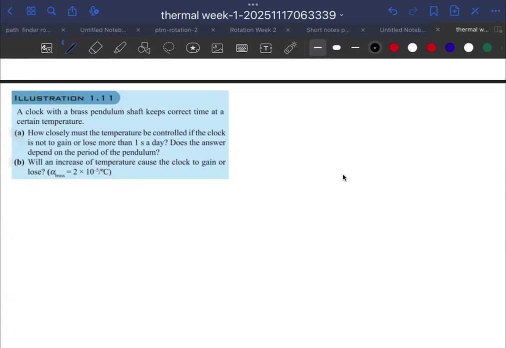This also you know. A clock with a brass pendulum shaft keeps correct time at a certain temperature. How close must the temperature be controlled if the clock is not to gain or lose more than 1 second a day? How many per day? We know half alpha delta theta, 86,400.